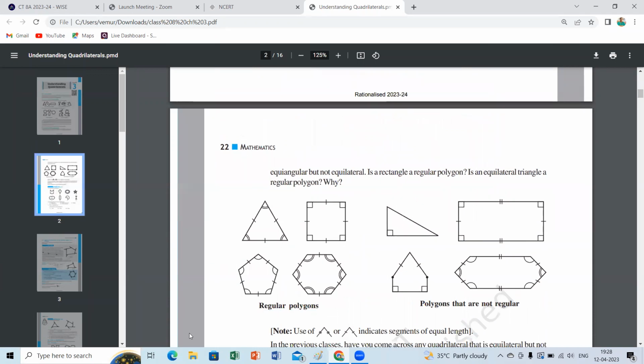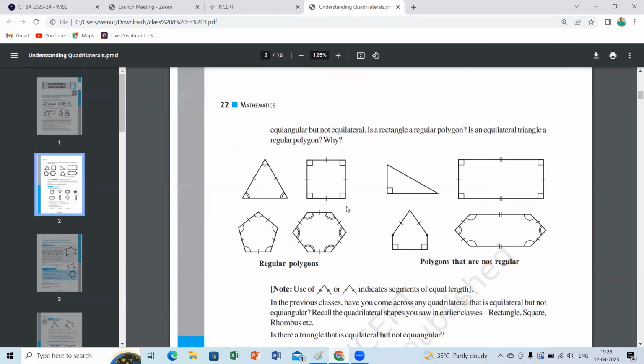Can you please see this and name these figures? What is this? All three angles are equal, three sides are equal. What is this triangle's name? Equilateral triangle. Yes, so what is another regular polygon? Square, because all angles are 90 degrees and each side is equal.